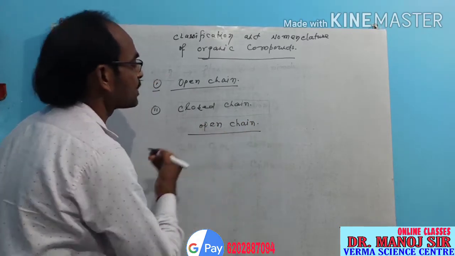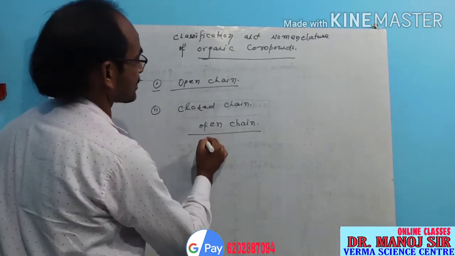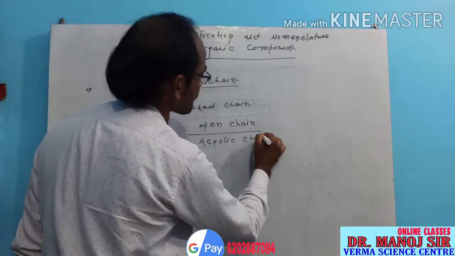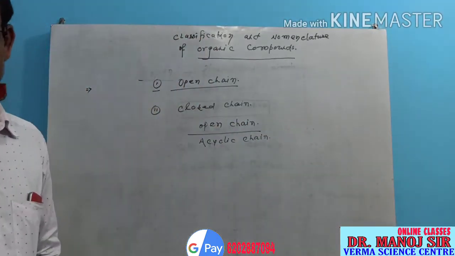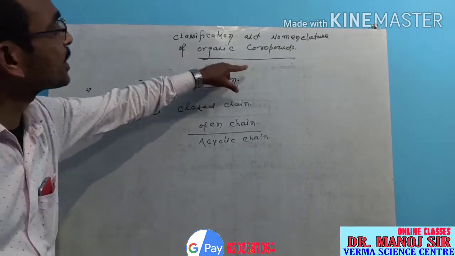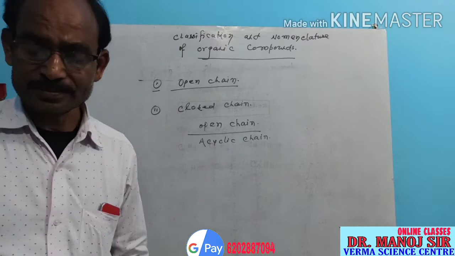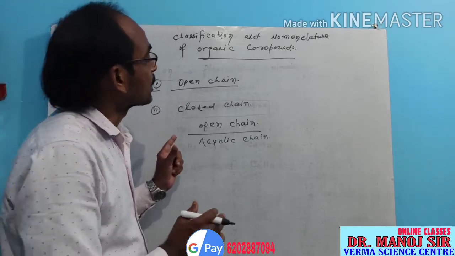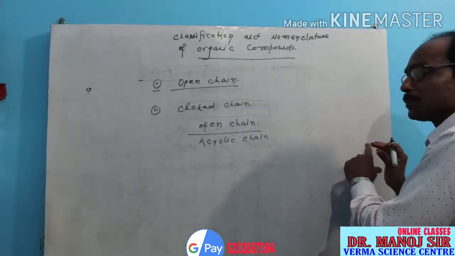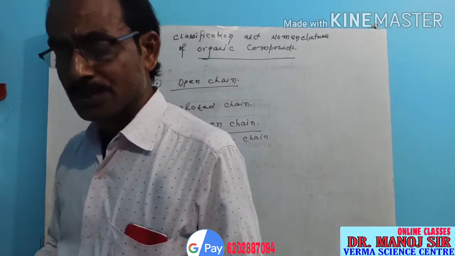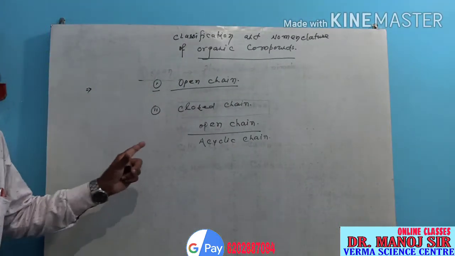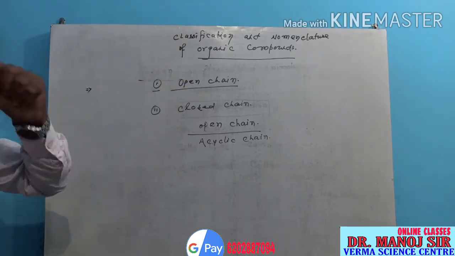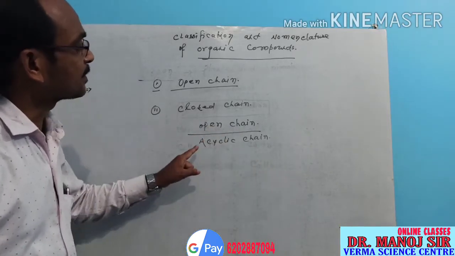It is known as a cyclic chain. Acyclic chain: those organic compounds which only represent the covalent bond between the carbon to carbon atoms and produce a link to each other in a long chain form, that is called open chain, that is acyclic chain.